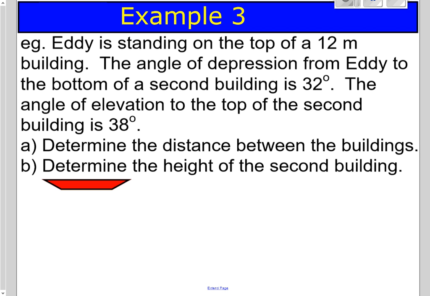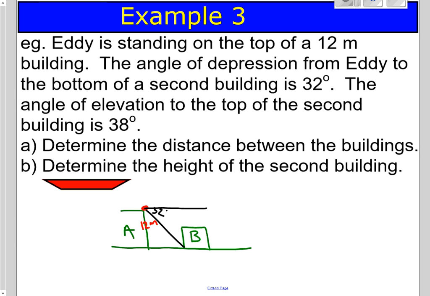Okay, so we have two buildings. Let me just draw these two buildings here. Here's building A, here's building B. We have Eddie, who is standing on top of building A, which is 12 meters high. Now the angle of depression from Eddie to the bottom of the second building is 32 degrees. Remember, angles of elevation and angles of depression always come from horizontal lines. So here's my horizontal line, here's my angle of depression, and that angle in there is 32 degrees.